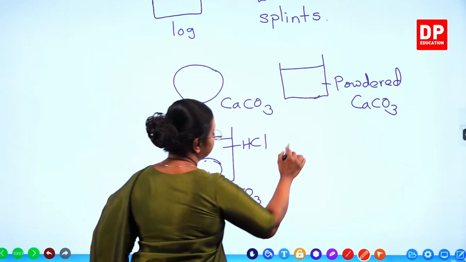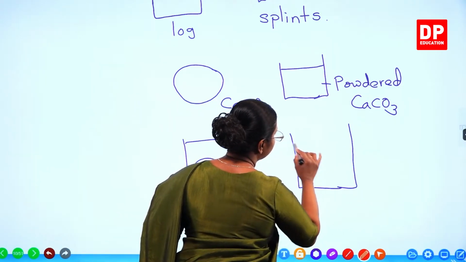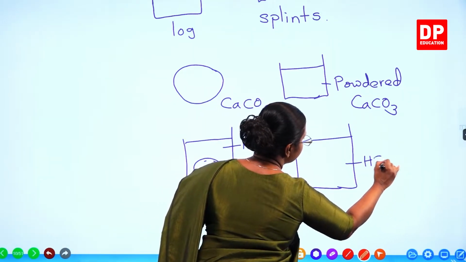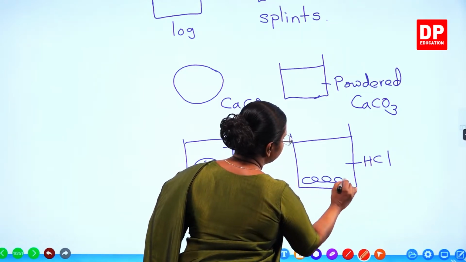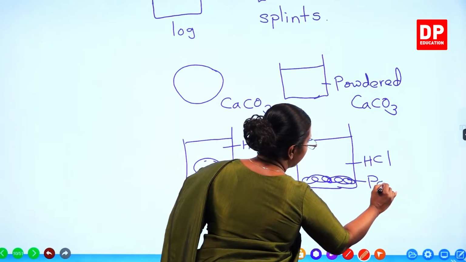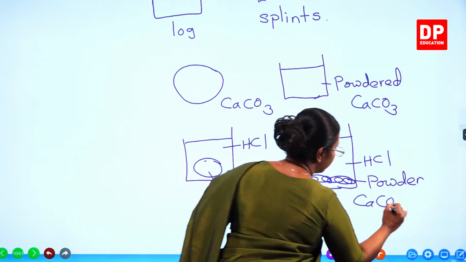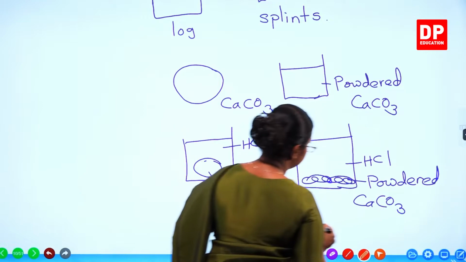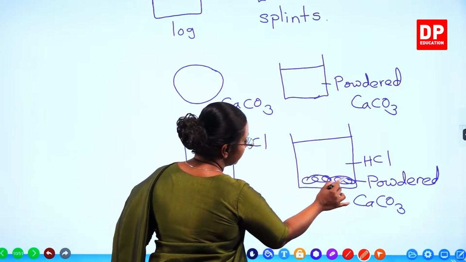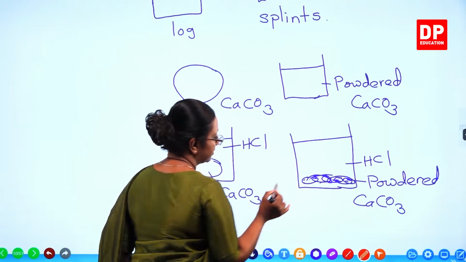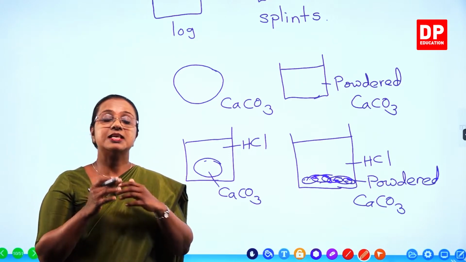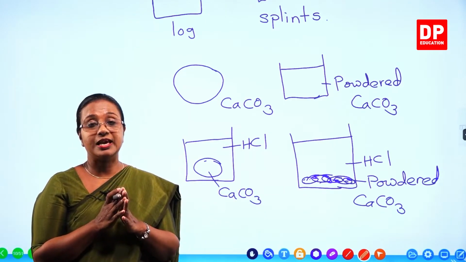At the same time, if you put hydrochloric acid into powdered calcium carbonate, now here see all these particles, all the particles are exposed to hydrochloric acid.